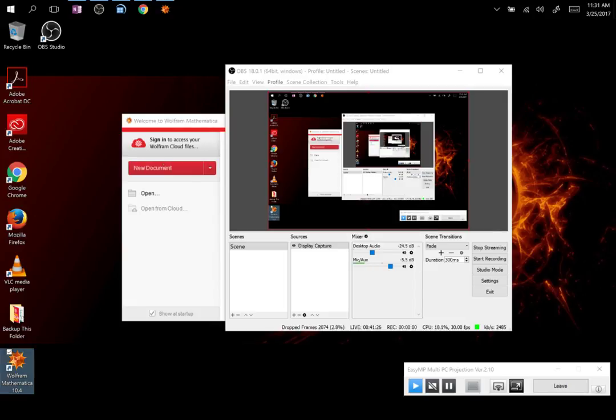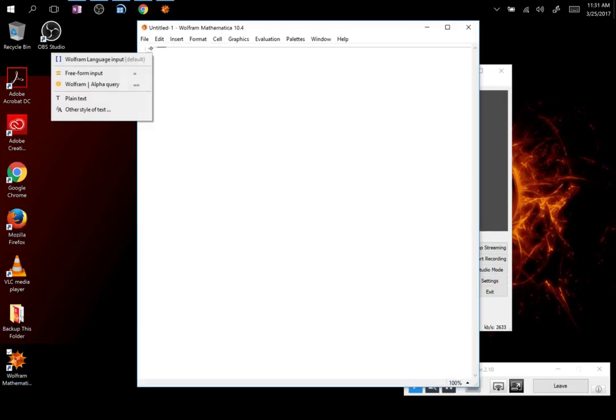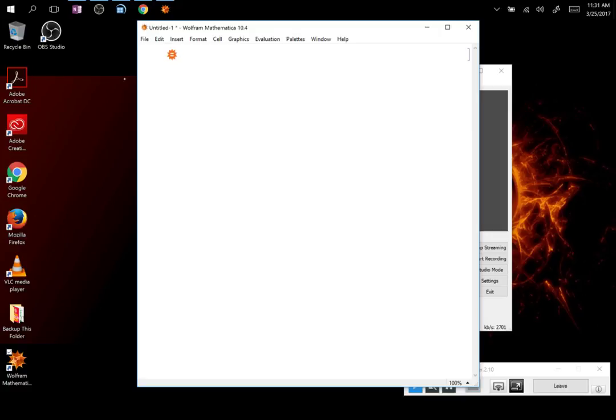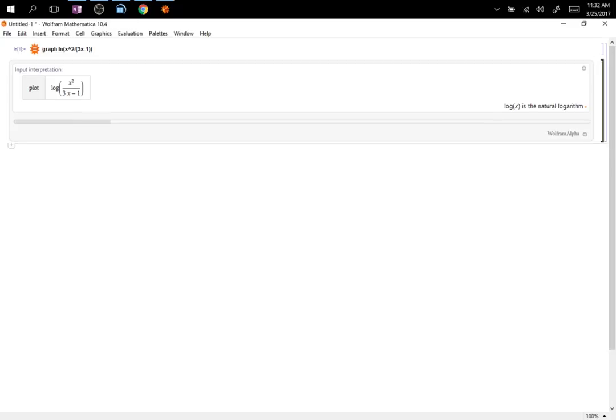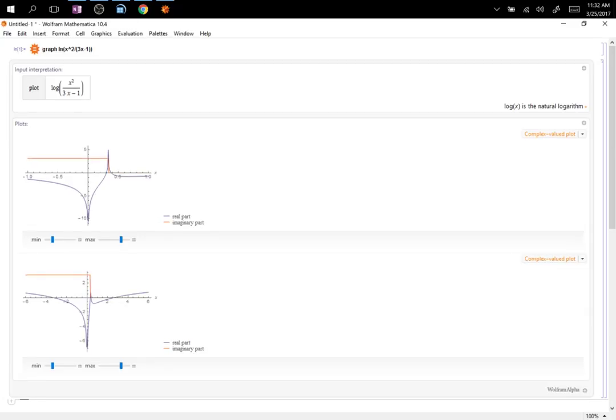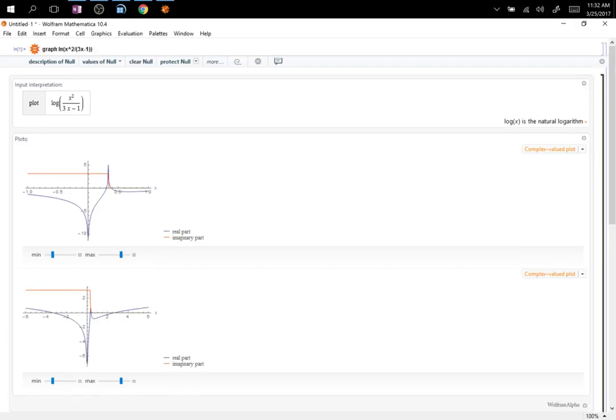Try it again. Can we just say that that problem was just a segue into how to use Wolfram Alpha? Nah. So graph ln of x squared divided by 3x minus 1, closing both parentheses. There it is. That's our problem. Now Mathematica uses log as ln. That's how it looks like.